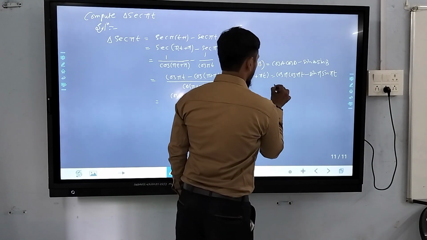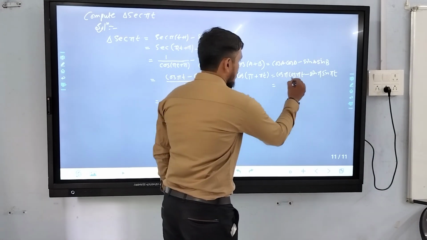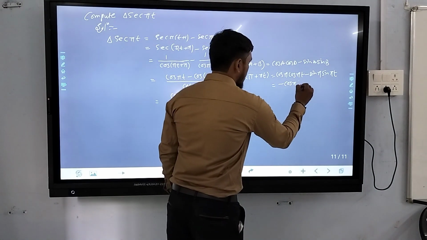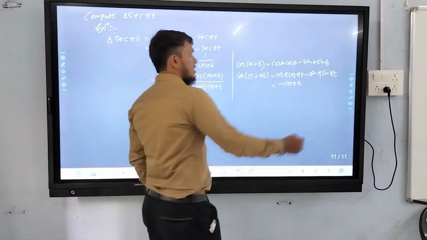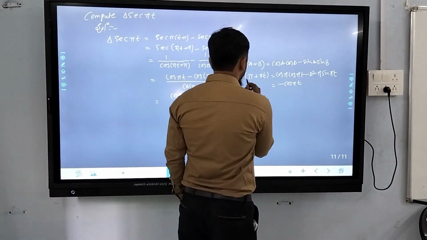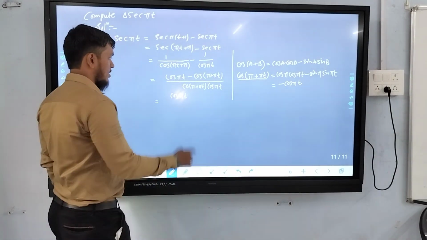So what is the value of cos pi? Minus 1. So it becomes minus cos pi t. And what is sin pi? Sin pi is 0, so this complete term will be 0 here. So the value of cos(pi plus pi t) is equal to minus cos pi t.